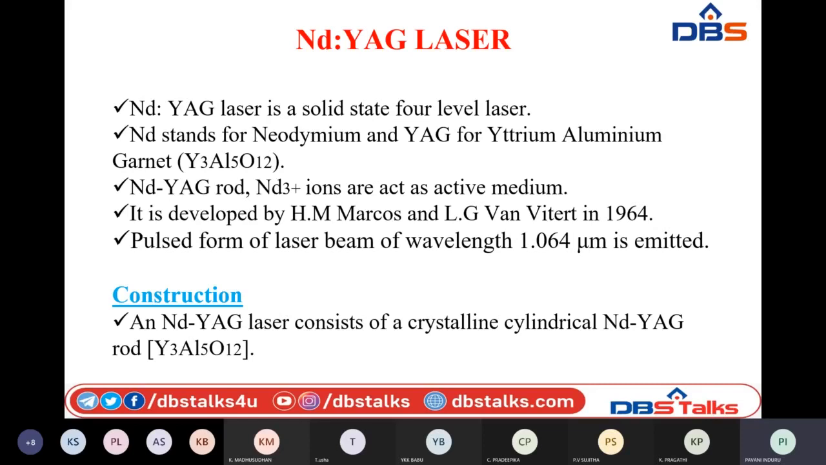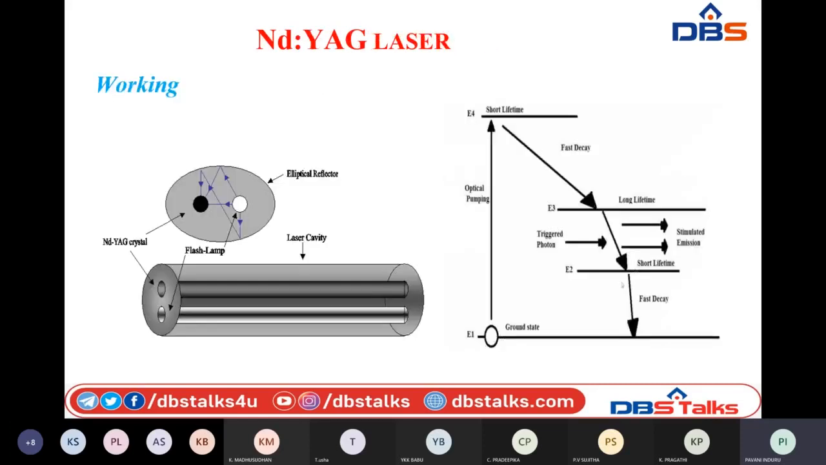So it consists of an Nd:YAG laser crystal rod, which is composed of neodymium and yttrium aluminum garnet. You can see the construction here. It consists of one Nd:YAG rod, and after that we have one cylindrical cavity, inside which the rods are present. One is the active medium rod, another one is a xenon flash lamp. Why? Because we are going to use the optical pumping technique here. That is why these two are enclosed inside the cylindrical cavity.